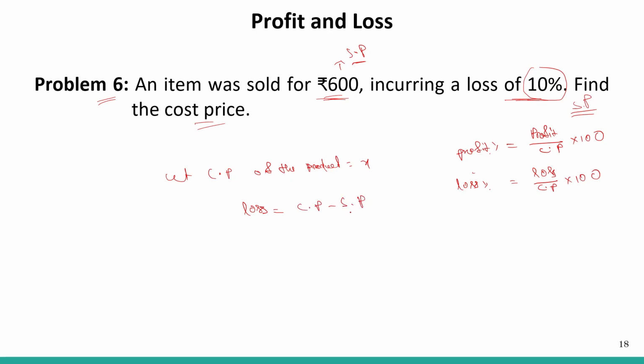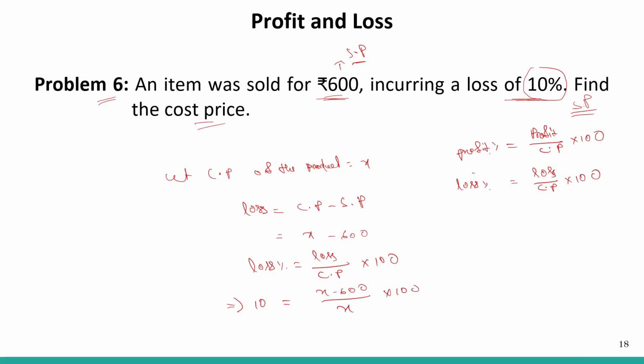The product was sold for 600 rupees, so loss is equal to X minus 600. And loss percentage is equal to loss by CP into 100, right? So this implies that 10 is equal to X minus 600 whole by X into 100.